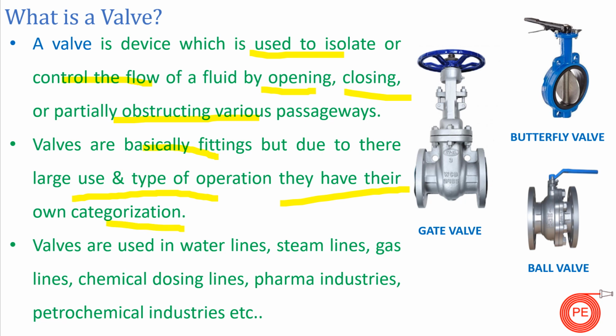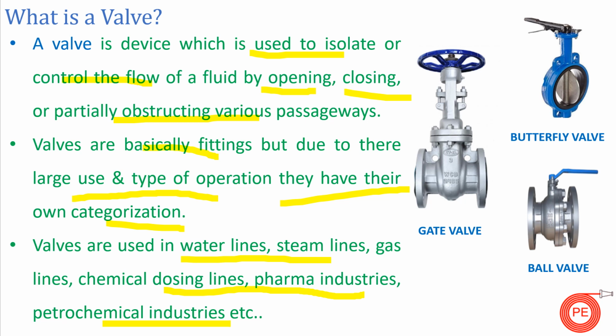Valves, as you know, we use different types of valves depending upon the services, depending upon the operation, depending upon the operational requirement, design requirement. Valves are used in water lines, steam lines, gas lines, chemical dosing lines, pharma industries, petrochemical industries. So what we can say is that we can't even think of an industry where valves are not used. Valves are used basically either to control the fluid, either to isolate the main line, or when we want our flow to move in a particular direction.